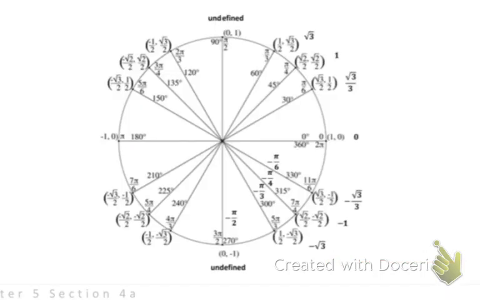Our tangent value is 0, correct? Well, that isn't technically 0. It's actually 0 over 1. Cotangent is the reciprocal. So my cotangent of 0 degrees, or 0, is going to equal 1 over 0. Can I do 1 over 0? No. It is undefined.